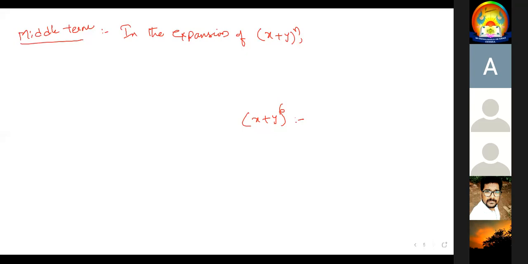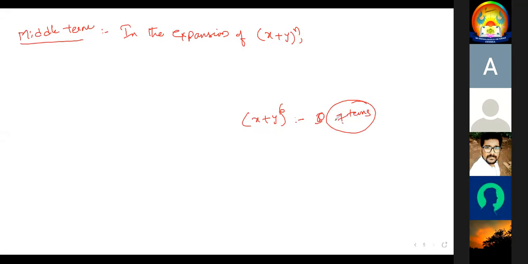So whenever I'm asking in the expansion of (x plus y) whole power n, what will be the middle term? First, whole power 6 means how many terms does it have? Total 7 terms it's having. So among 7 terms, since it is odd, we should not look at this, we should look at this. Since 7 is odd, there will be one middle term.